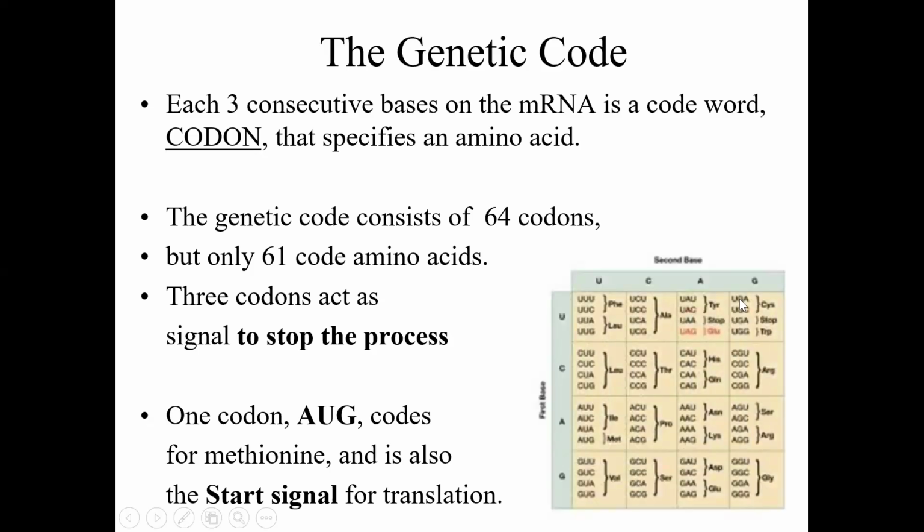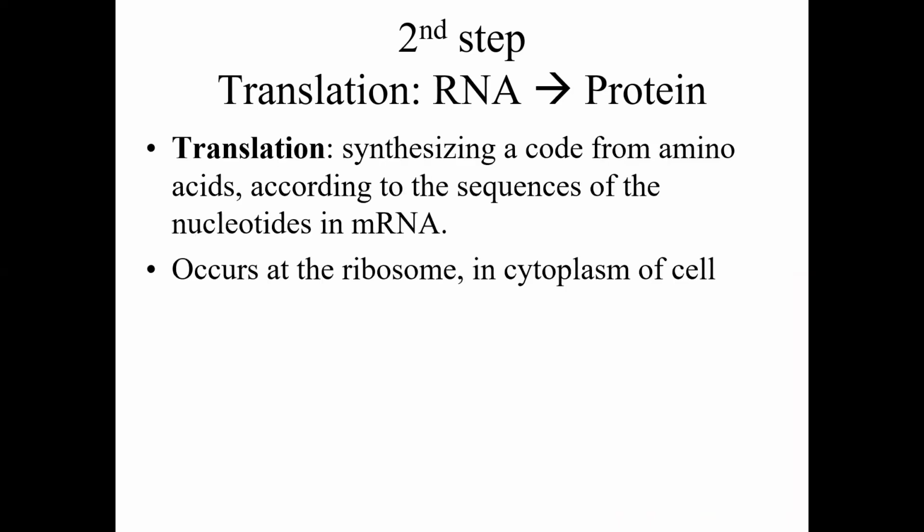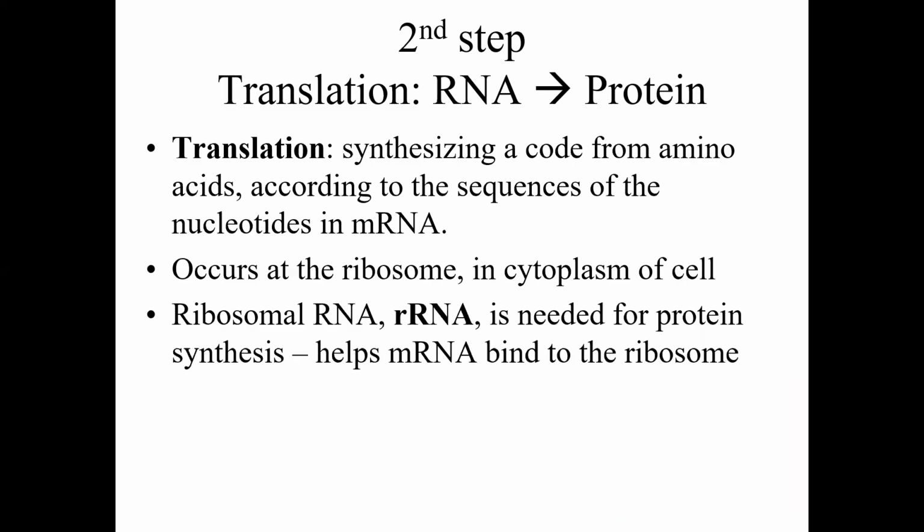So this is how the genetic code looks, and you have your coding and the different amino acids that are produced from that. The second step is what we call translation, where the RNA is converted to protein. Translation is synthesizing a chain of amino acids according to the sequence of nucleotides in the messenger RNA, and it occurs at the ribosome in the cytoplasm of the cell.